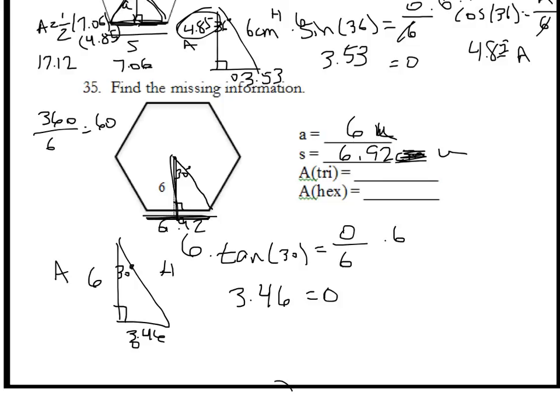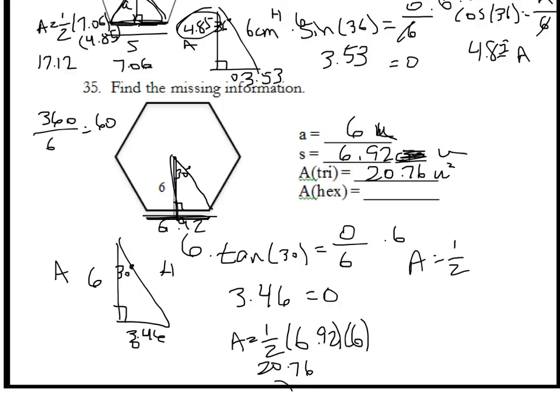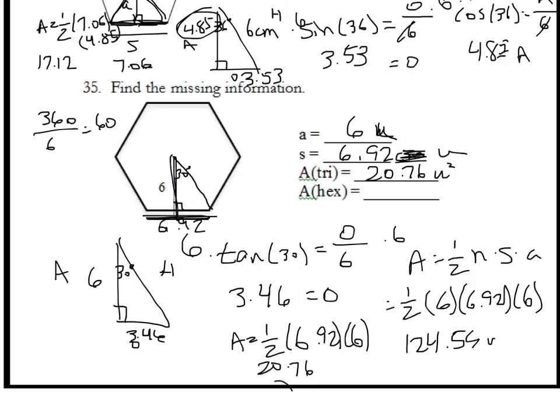The area of the triangle, now we have the base and the height, so the area of the triangle equals 1/2 the base, which is 6.92, times the height, which is 6. Let's find this out. So we get 20.76. So that's the area of the triangle, units squared. And the hexagon is 1/2 number of sides times side length times apothem. So 1/2 number of sides is 6 times side length, which is 6.92, times the apothem, which is 6. Let's plug that into our calculator. And we get 124.56 units squared.